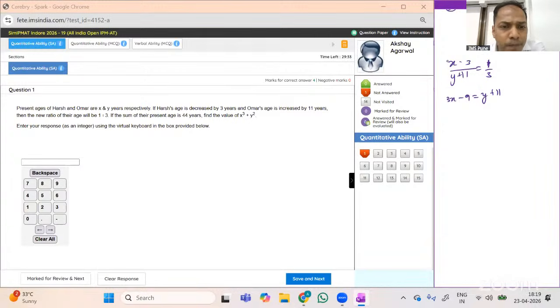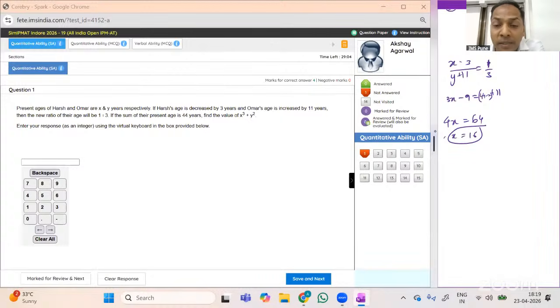And if the sum of their present ages is 44, so basically I can simply put y is 44 minus x. So that will give me 4x is equal to 44 plus 11. 44 plus 11 would become 55. 55 plus 9 is 64. I'll get x is equal to 16. If x is equal to 16, and the sum of their present ages is 44, then y would be equal to 28.